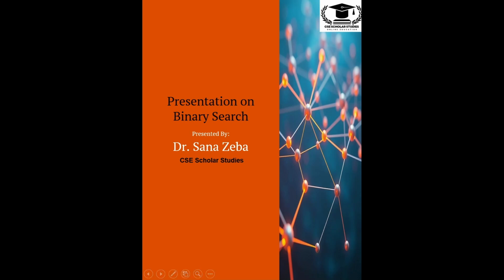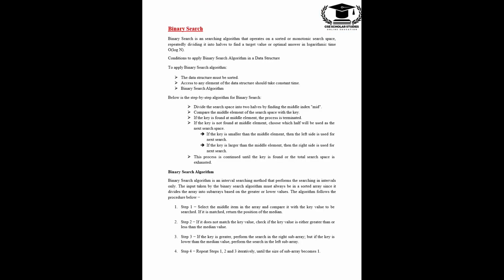Okay, so let's start. What is the binary search? Binary search is an algorithm that operates on a sorted or monotonic search space. It is always performed on a sorted array, not on any unsorted array. The first condition is that the array is always in sorted form, and monotonic search space means constant searching space is required for this searching, and its logarithmic time complexity is big O log n.